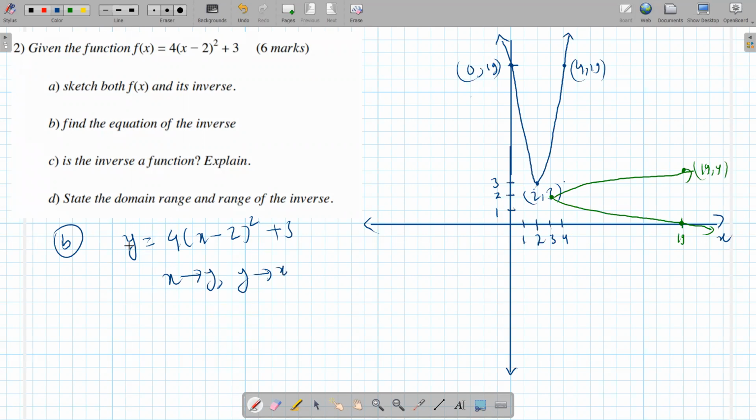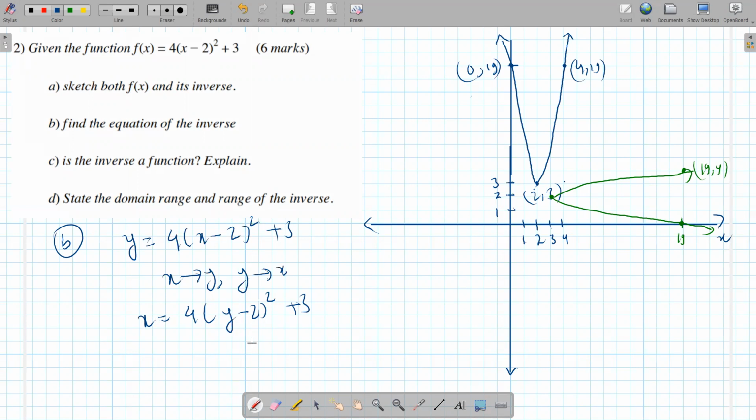So this equation is going to become x equals 4 times y minus 2 squared plus 3. And you see this y here? This is our inverse function. We need to solve for this new y, and that's going to be our inverse function. So how do we solve this equation for y?